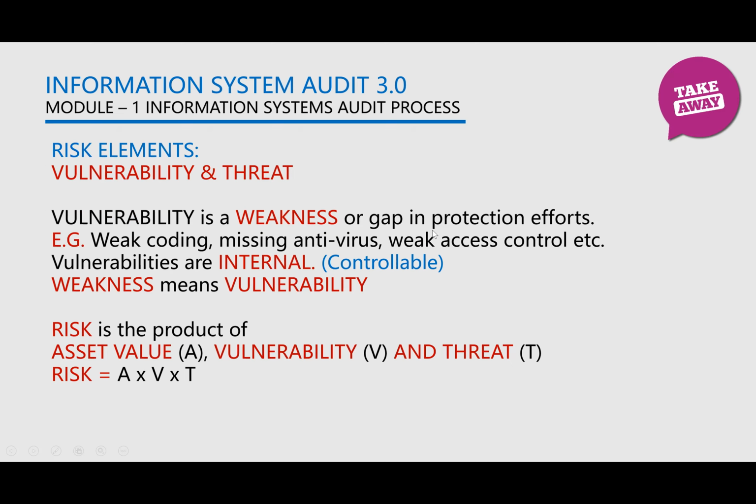So vulnerability is a weakness or a gap in protection efforts. Example: the software program which we are using has got a weak code, missing antivirus, firewall, we have left certain gateways open for unauthorized access, weak access control. Vulnerabilities are internal, as I said, and they can be controlled. Weaknesses means vulnerabilities. So finally, if you want to talk about what is the risk, it is a product, that means multiplication of the value of the asset, information asset obviously, then the level of vulnerabilities, and the possibilities of the threat. So the risk final definition is A into V into T.